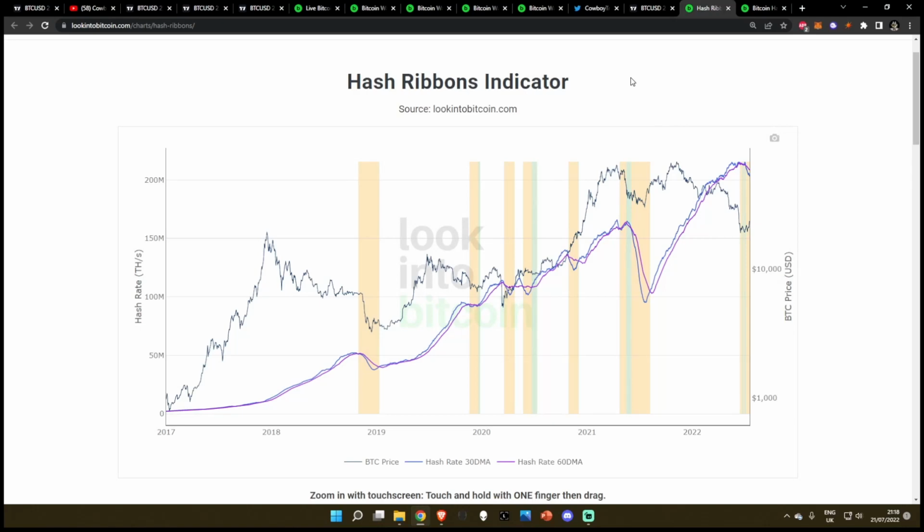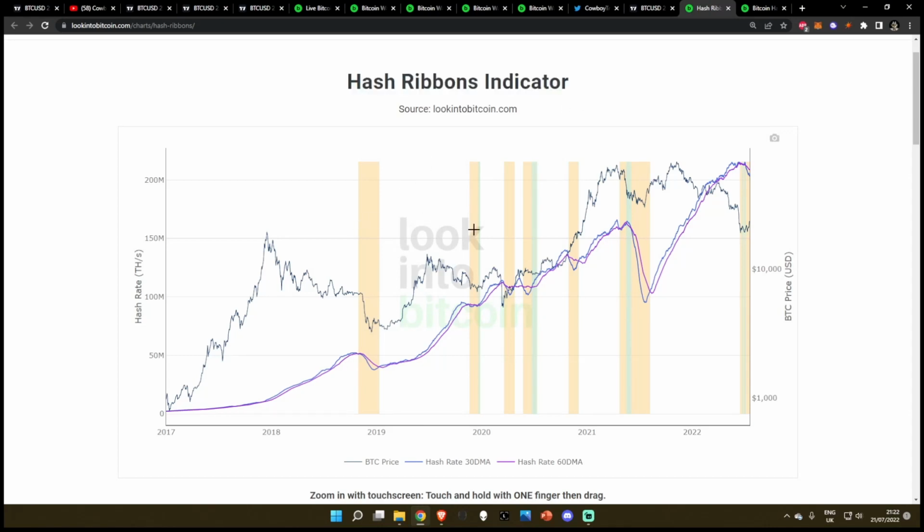But when that does happen, when miners start turning off their rigs, you get a capitulation known as the miner capitulation, and this is what the hash ribbons indicator tries to show you. So let's jump into this video and show you why, according to the hash ribbons indicator, the bottom should be very, very near.